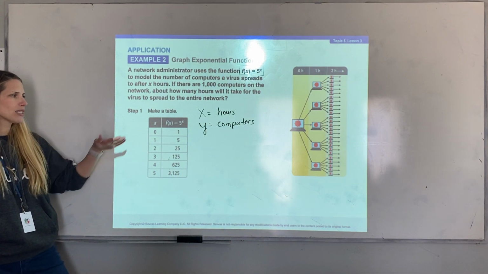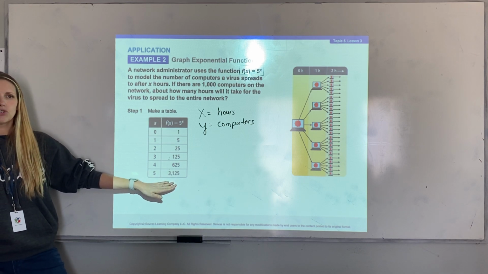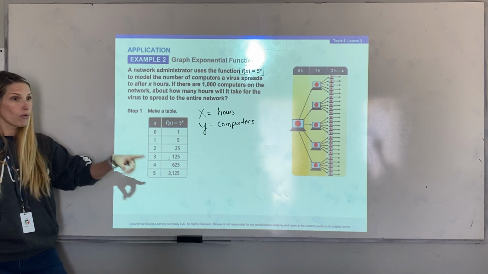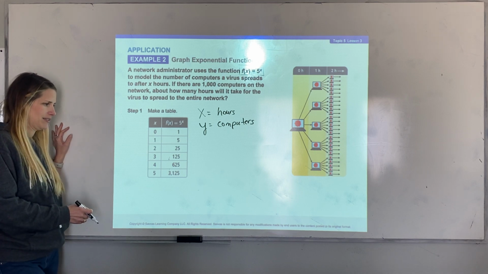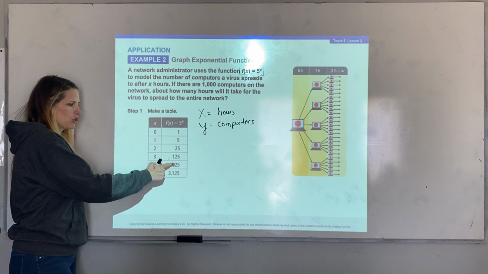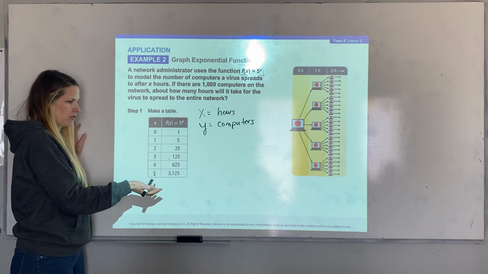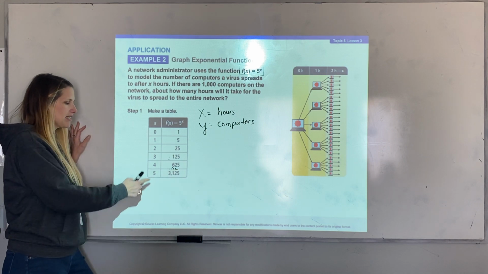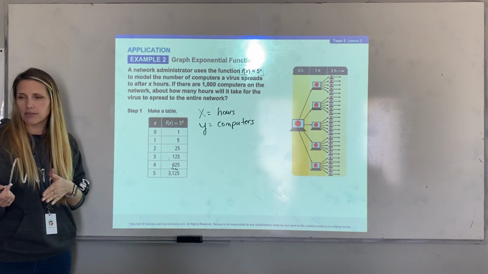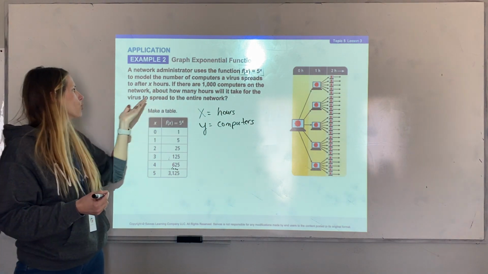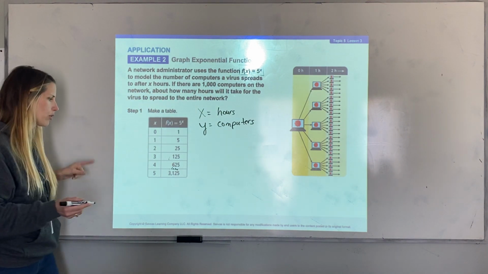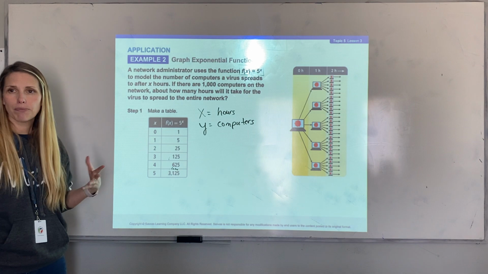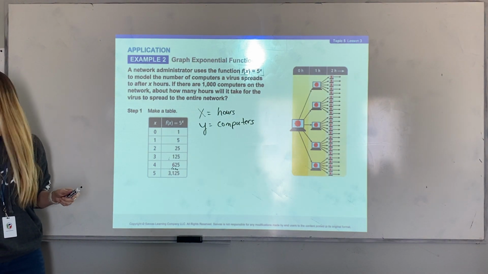So we see that 1,000 isn't in our table. So where would it be? It would be in between 4 and 5. Very good. I was just looking for in between these two numbers because that's where 1,000 falls in this function table. So that means it falls in the number of hours that pass, which is what they want to know. About how many hours will it take for the virus to spread to the entire network? It'll take somewhere between 4 and 5 hours, 4.5 hours, which is a pretty good guess right there.